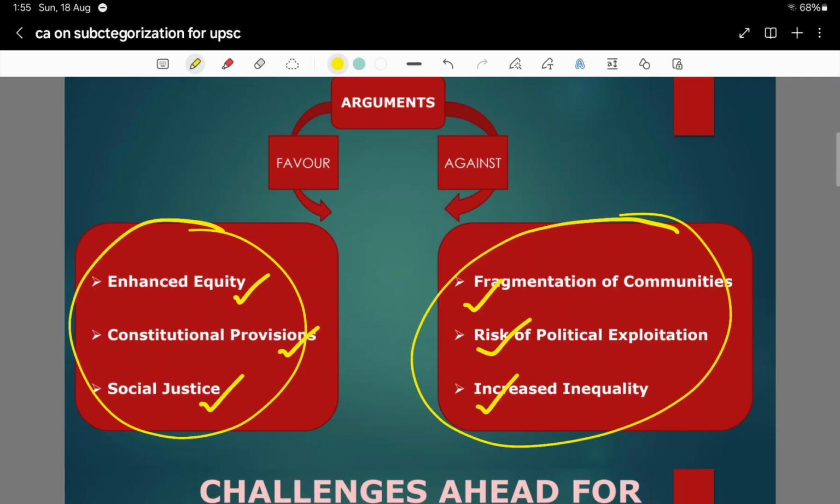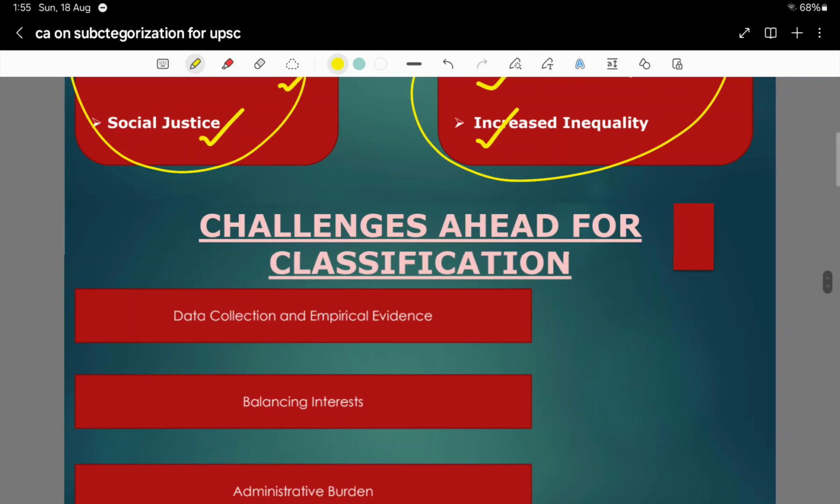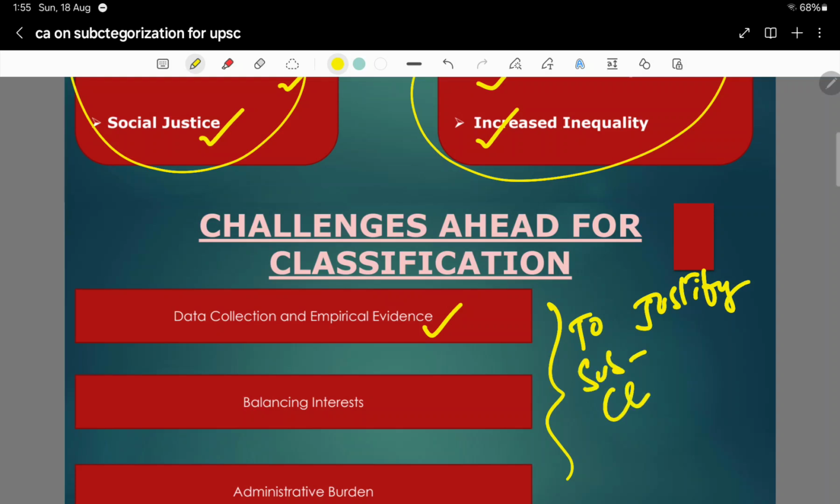And hence, we can say data collection and empirical evidence is going to play a crucial role in justifying the subclassification. States need to balance competing interests within these communities and ensure that policies do not create further division.